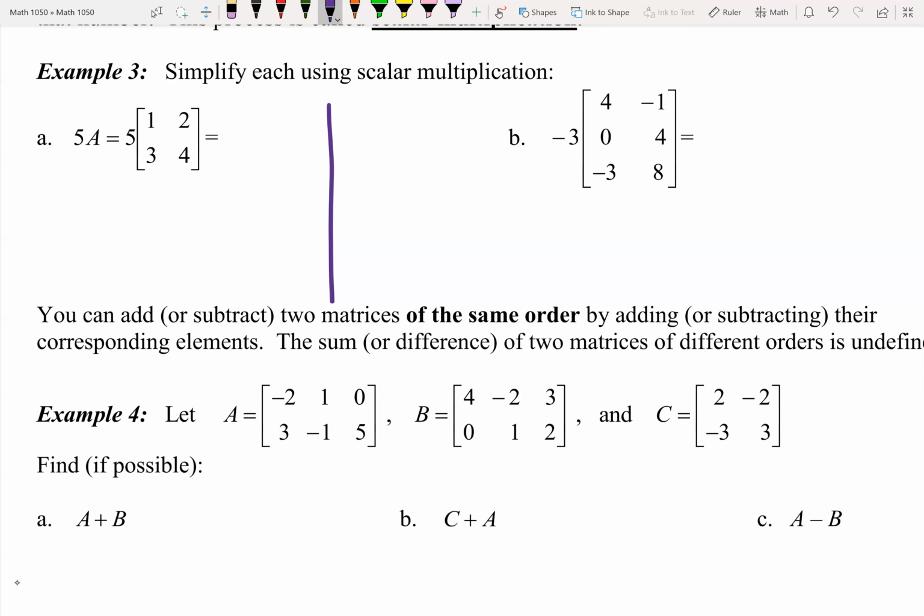This is a super easy problem. 5 times matrix A. Matrix A is 1, 2, 3, 4. All you do is take those numbers and multiply them by 5. So 1 times 5 is 5. 5 times 2 is 10. 5 times 3 is 15. 5 times 4 is 20, and you're done. Okay? Now I want you to look at what my students did.